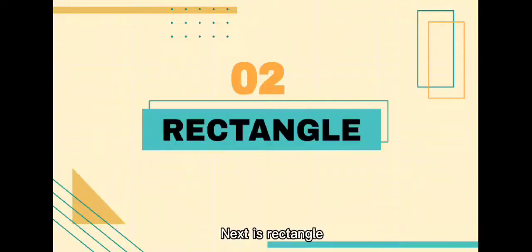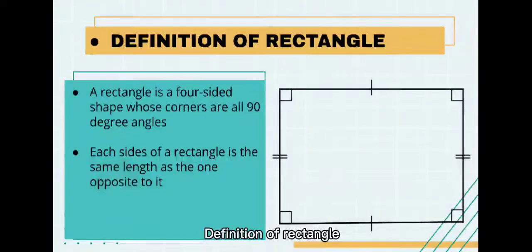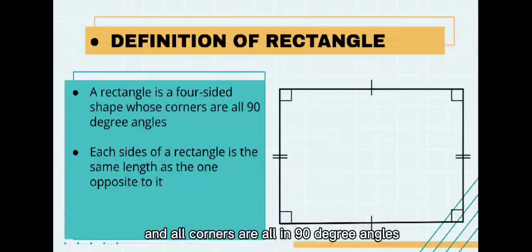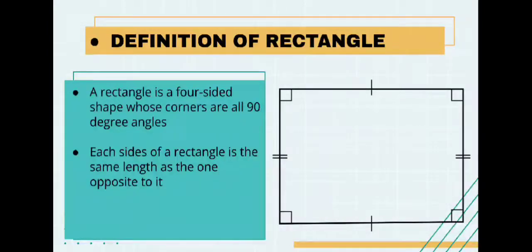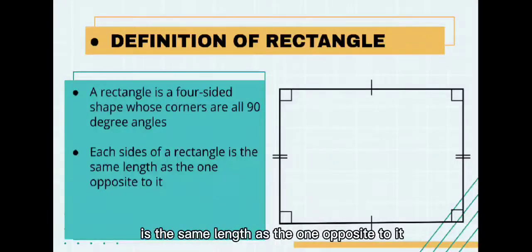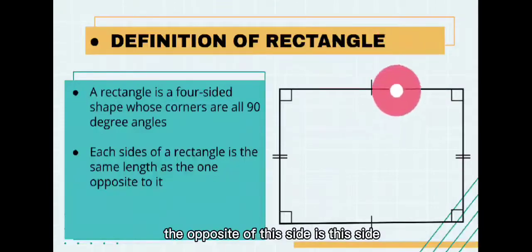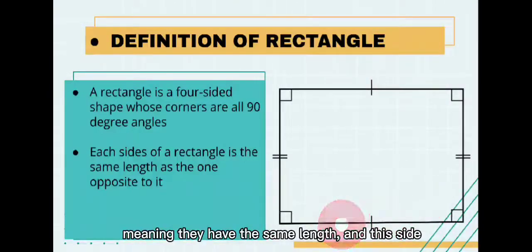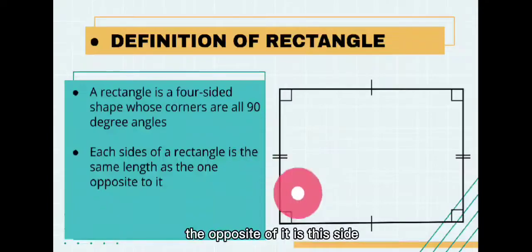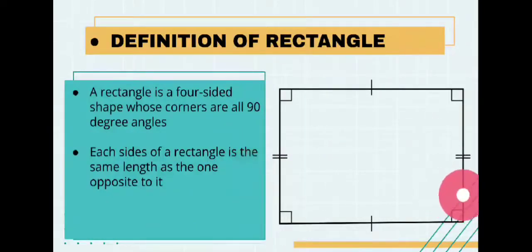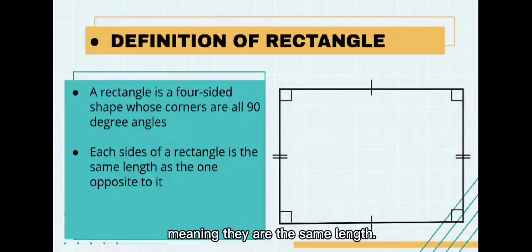Next is rectangle. Definition of rectangle. A rectangle has 4 sides and all corners are 90-degree angles or right angles. Each side of a rectangle is the same length as the one opposite to it, meaning that this side, the opposite of this side, is this side, meaning they have the same length, and this side, the opposite of it, is this side, meaning they are the same length.